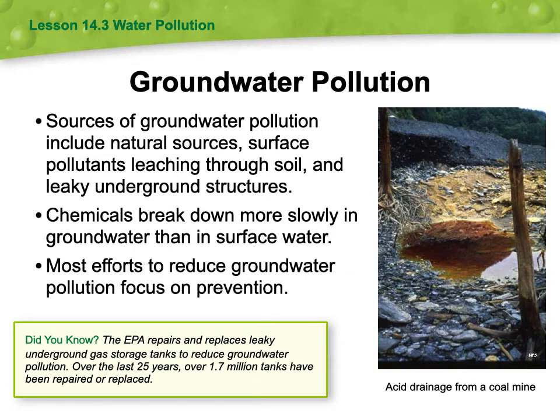or different areas such as mining areas. You can see that picture on the right. That liquid will pool up and it has all of this trash juice or whatever you want to call it in a puddle, and it can soak into the ground. And again, if there's not appropriate lining or if there's not appropriate clay materials underneath to prevent that liquid from soaking into the groundwater, it could cause a lot of problems. So some chemicals break down more slowly in groundwater than in surface water, and most efforts to reduce groundwater pollution focus on prevention. Again, appropriate lining or disposing of waste properly is the best way to prevent this problem.